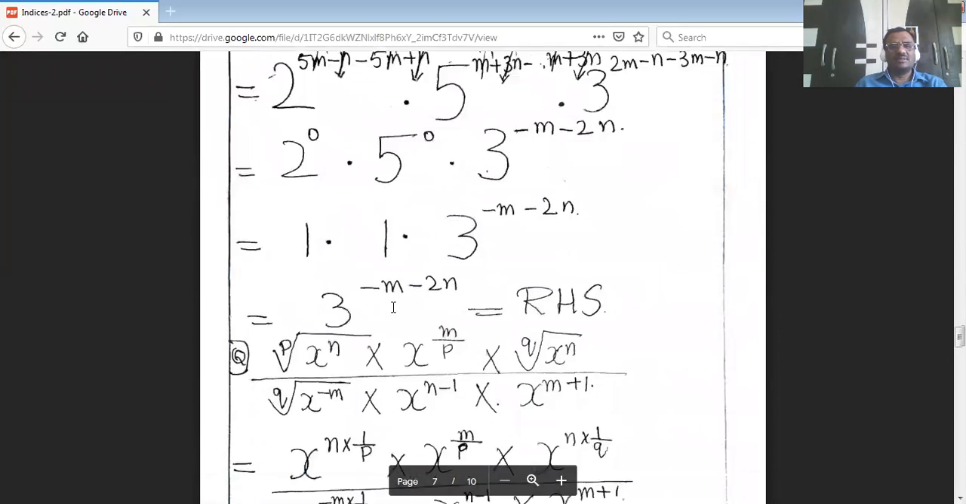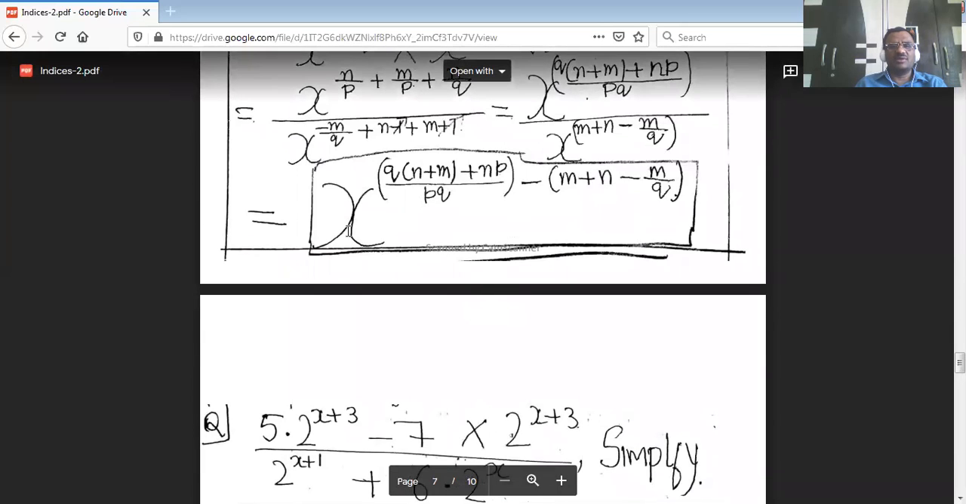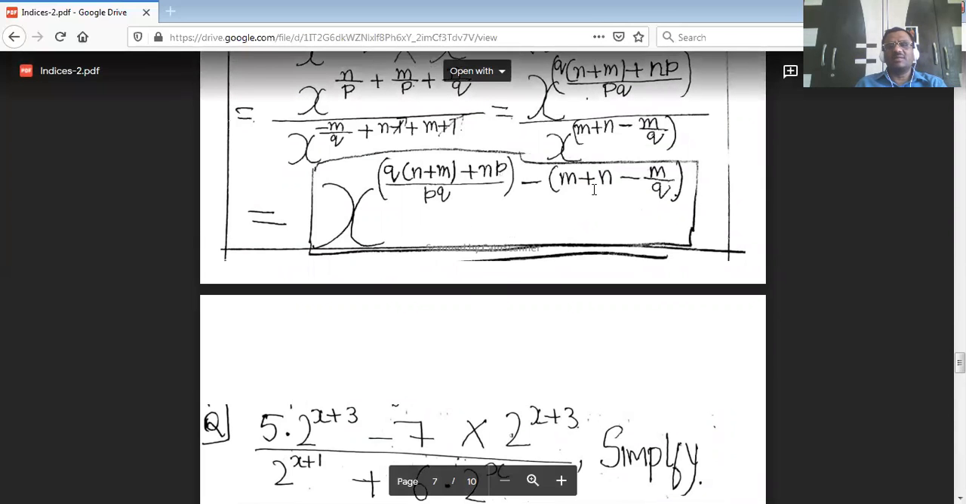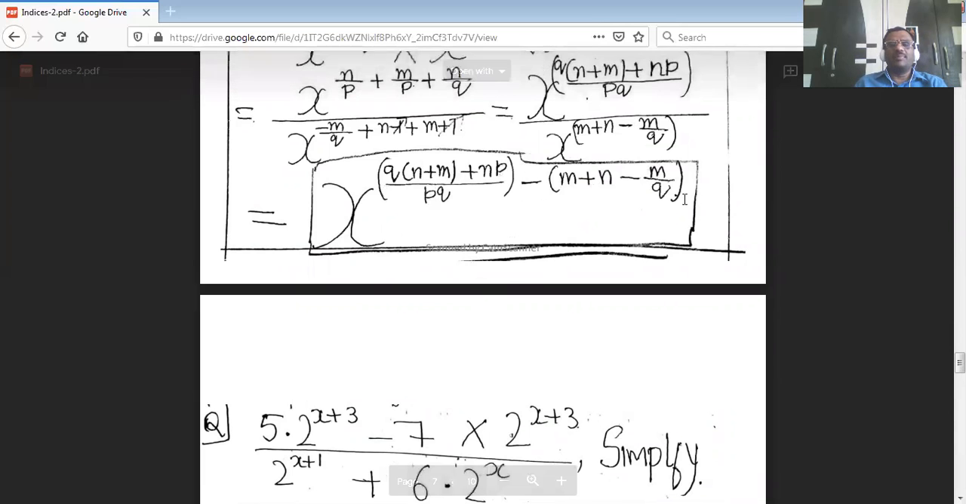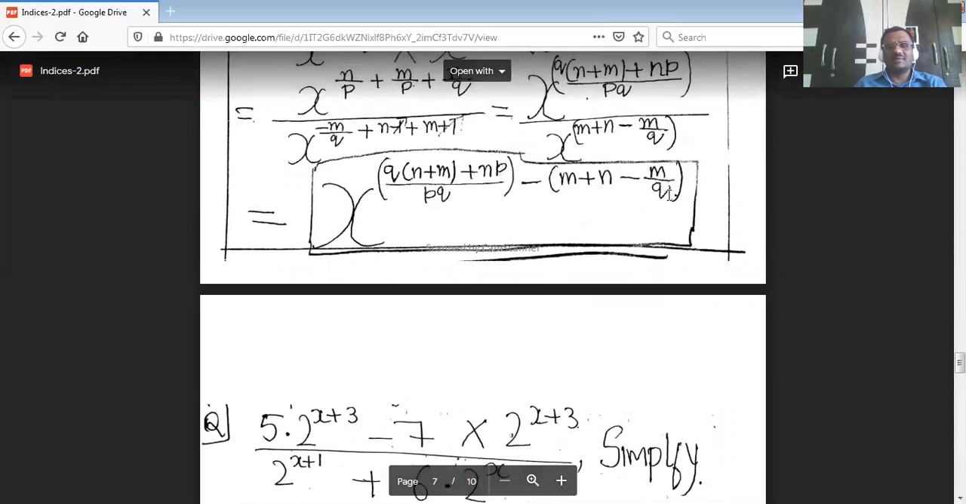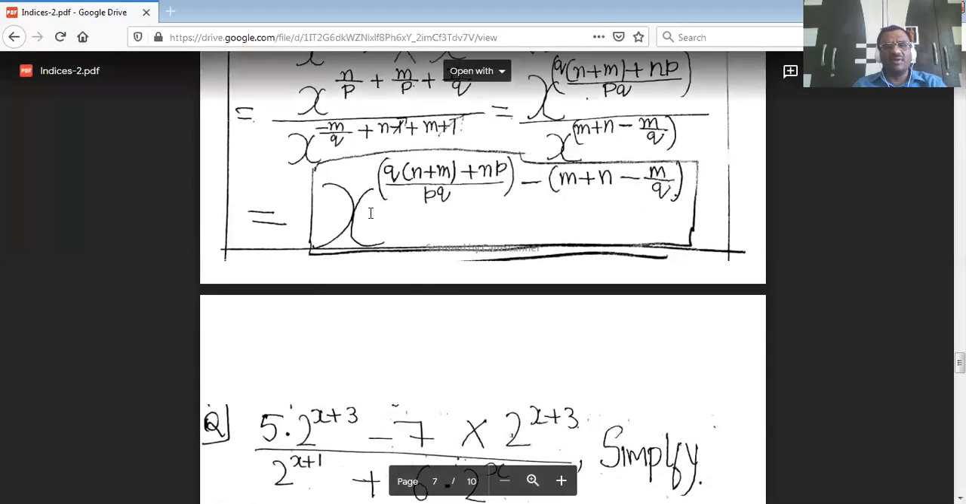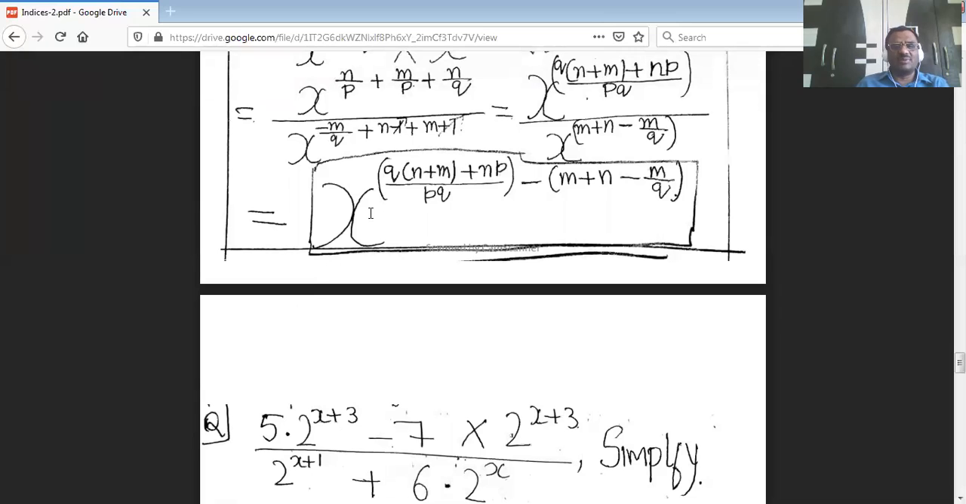Now this is the simplification here: x to the power of q into n plus m plus np divided by pq, minus m plus n minus m by q. Here you can take pq and q as LCM, and the same thing here, you can take pq as LCM, and you can simplify it further. There could be one more step further. I'm just leaving it to you for the next step of simplification.